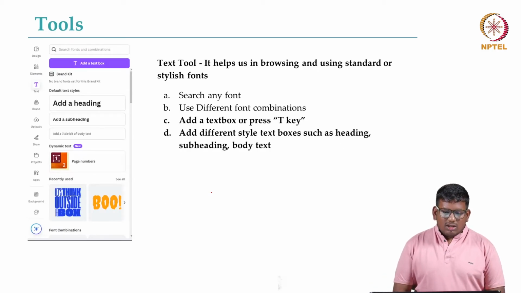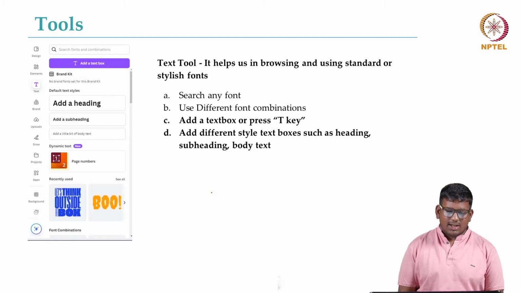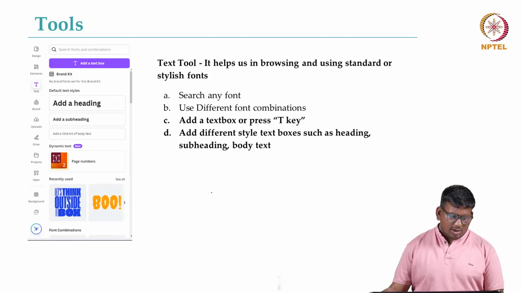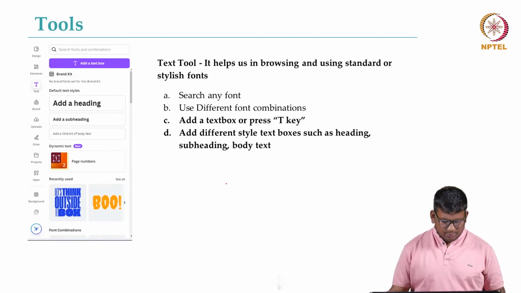Then we have the text tool. Here you can search any font, you can use different font combinations, and you can add a text box, or you can just press the T key, and then you can add different styles of text boxes also, such as heading and subheadings and all. So you can explore it with that as well.